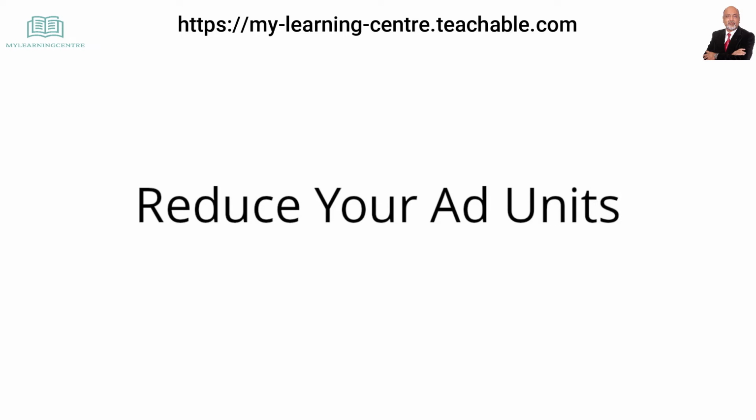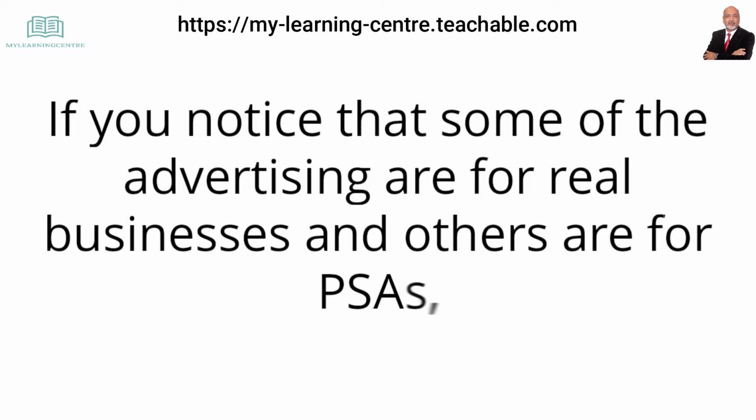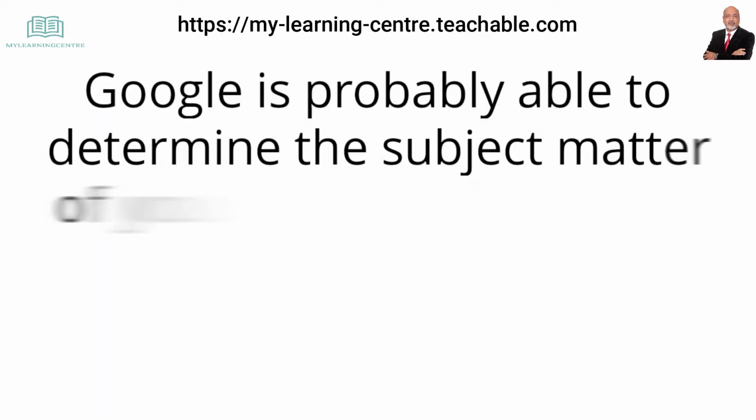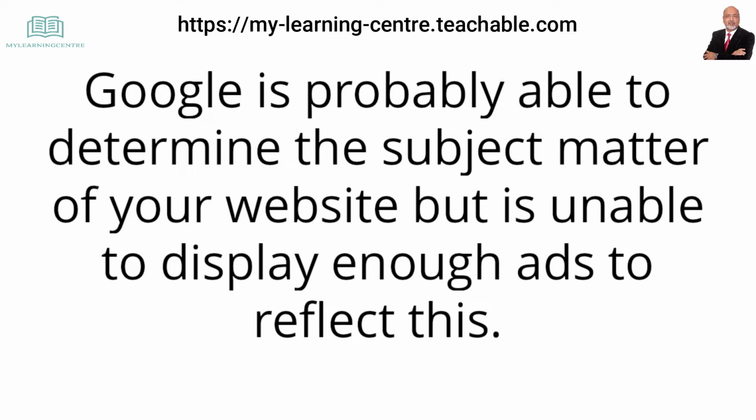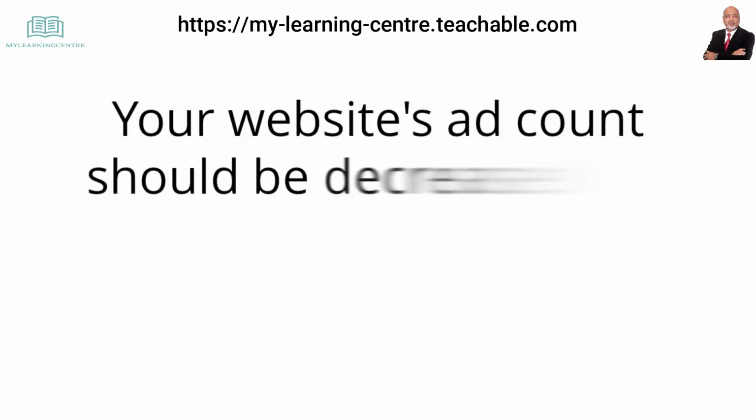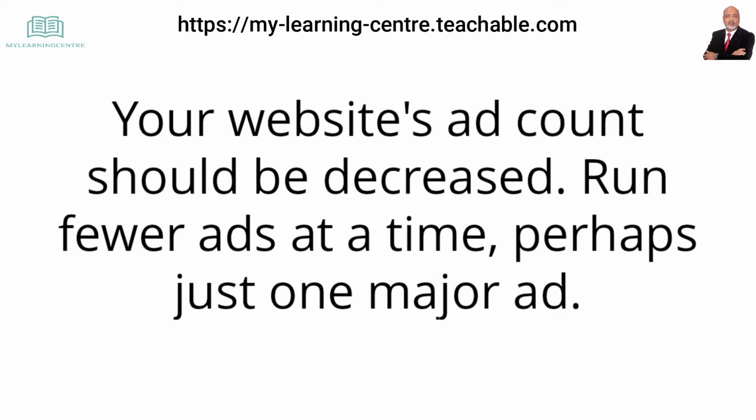Reduce your ad units. If you notice that some of the advertising are for real businesses and others are for PSAs, Google is probably able to determine the subject matter of your website but is unable to display enough ads to reflect this. Your website ad counts should be decreased. Run fewer ads at a time, perhaps just one major ad.